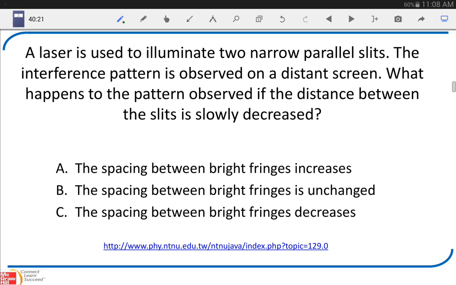Okay, clicker question. Whoops. I haven't even started it yet. Clicker question. A laser is used to illuminate 2 narrow parallel slits. The interference pattern is observed on a distant screen. What happens to the pattern observed if the distance between the slits is slowly decreased?